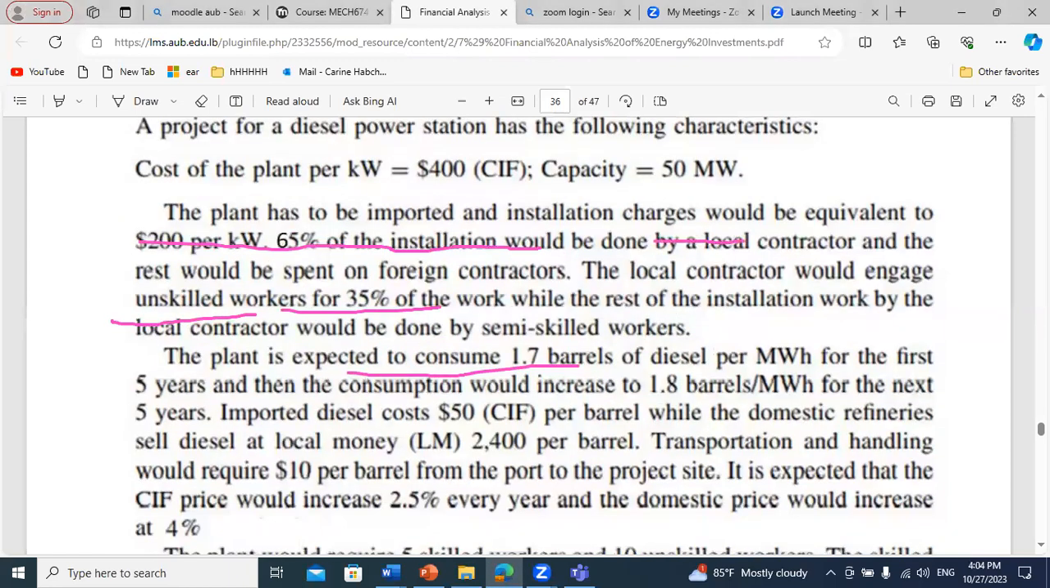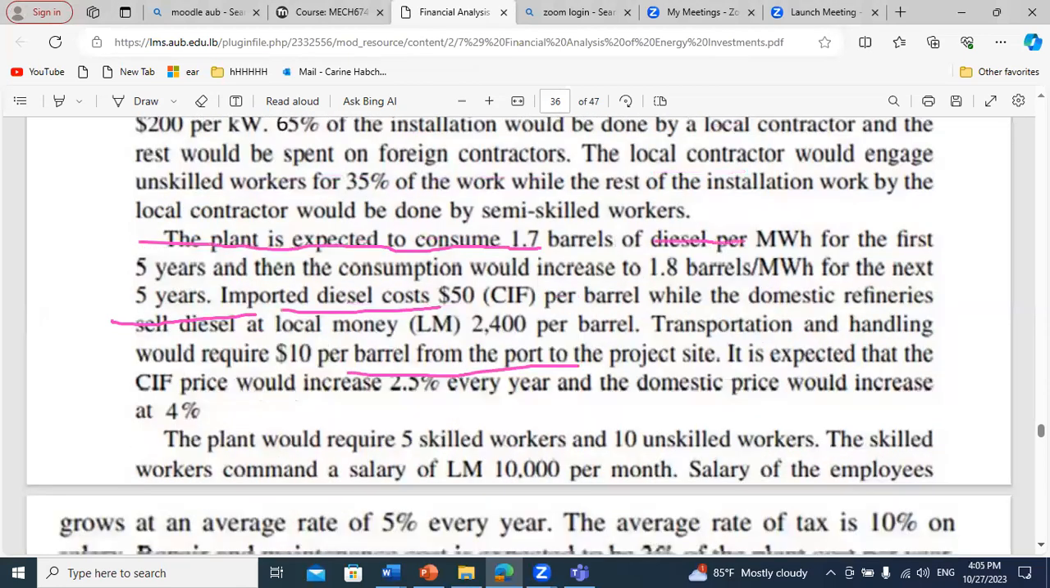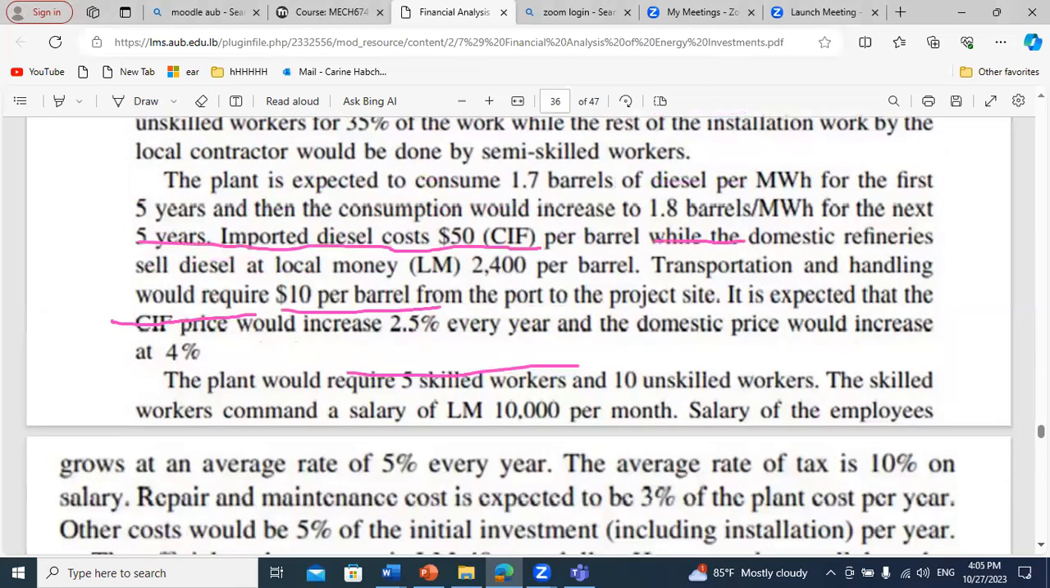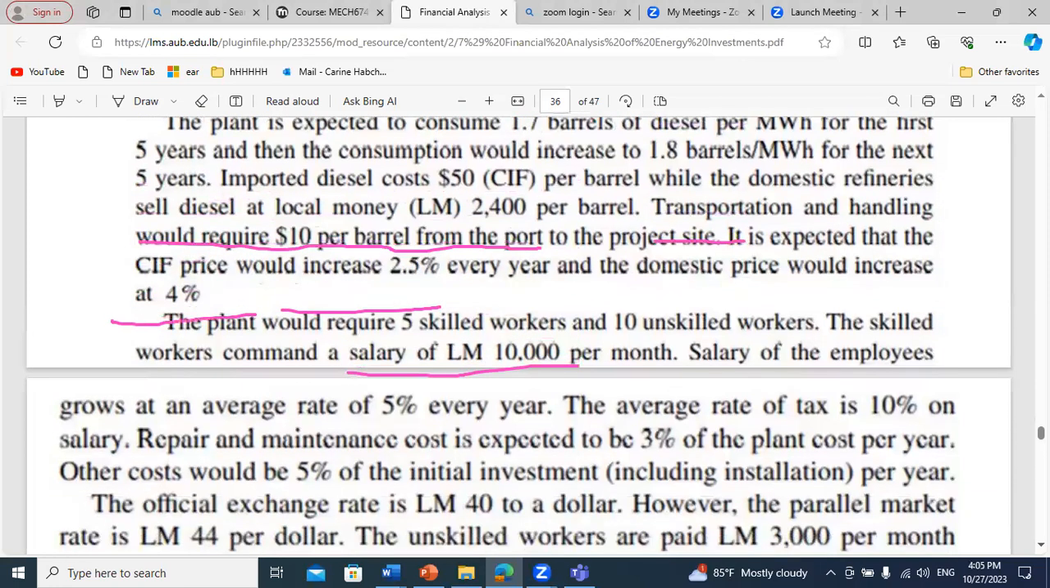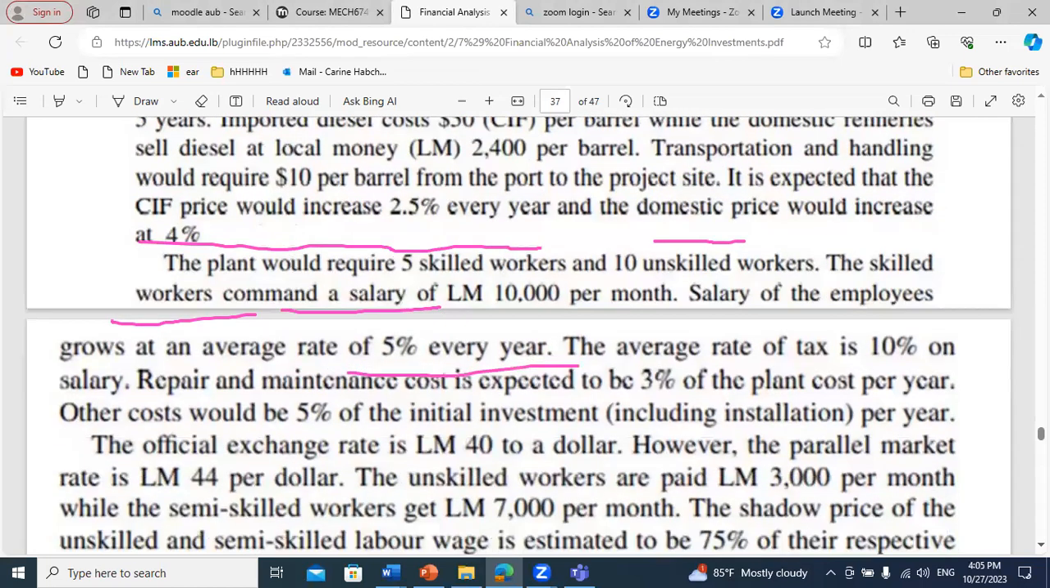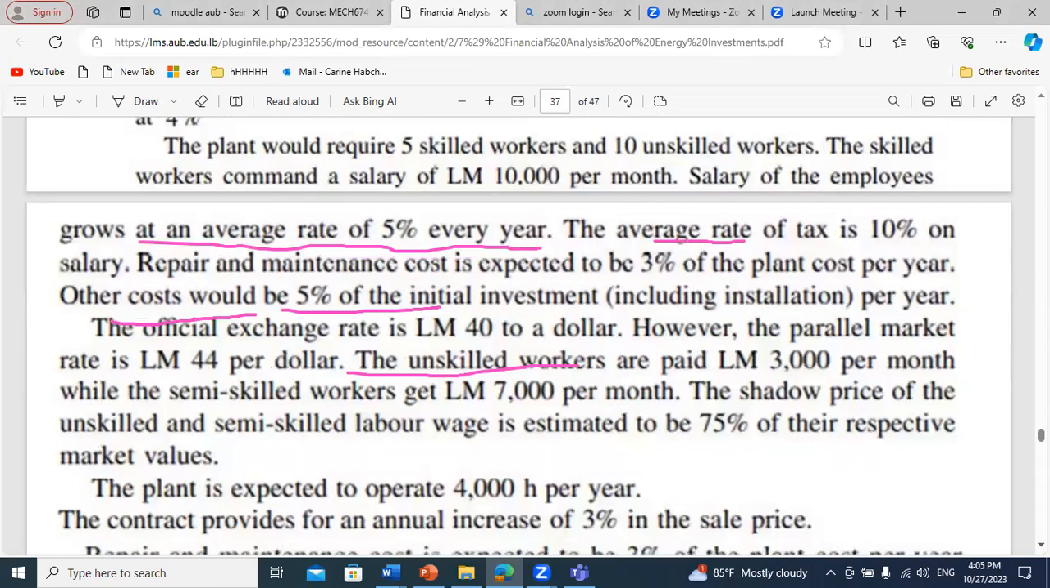It is expected that the CIF price, which is the international price, would increase 2.5% every year, and the domestic price in the market of the country would increase at 4%. The plant would require 5 skilled workers and 10 unskilled workers. The skilled workers command a salary of 10,000 local money per month. Salary of the employees grows at an average rate of 5% every year. The average rate of tax is 10% on salary.